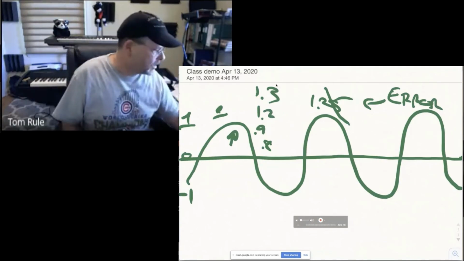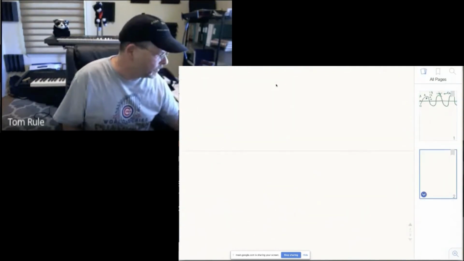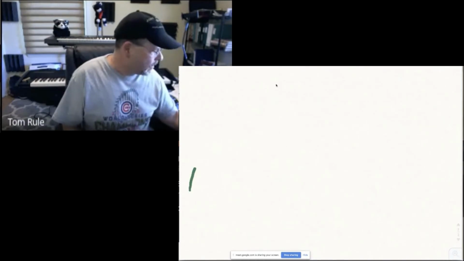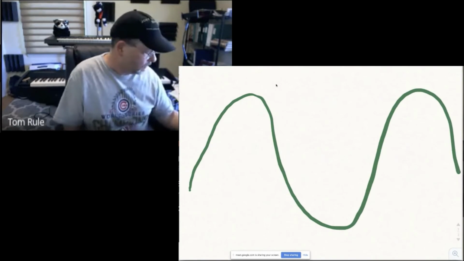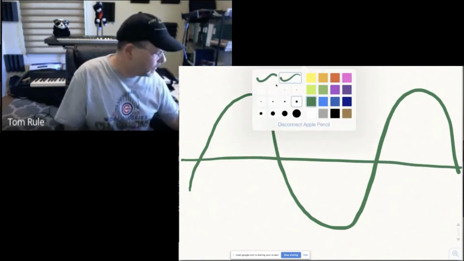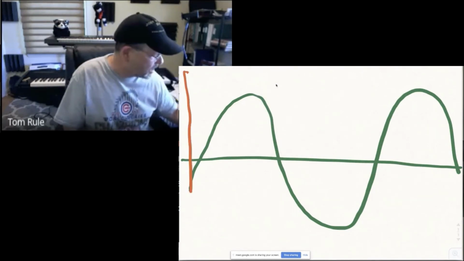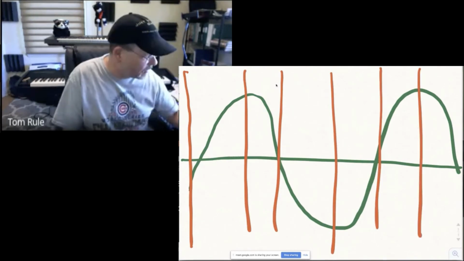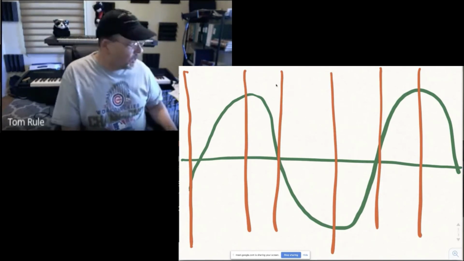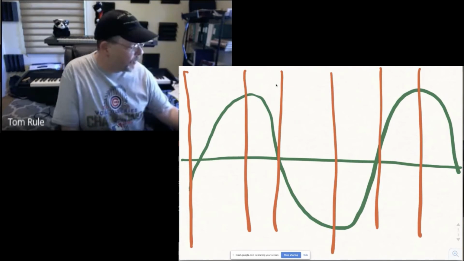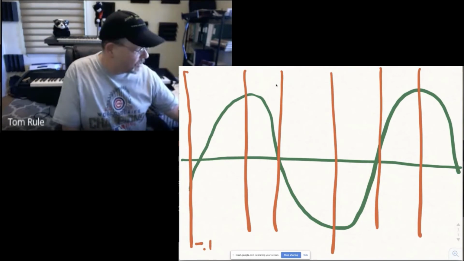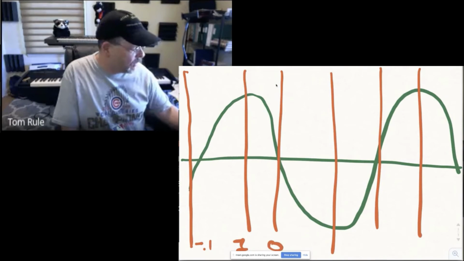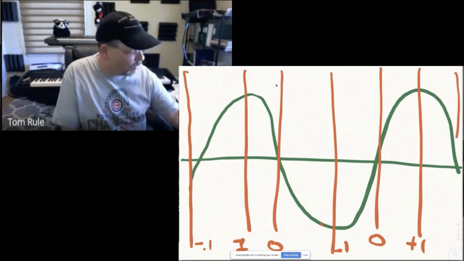So let's go to another page. I've got my waveform here, and there's my zero line. Now, if I took a snapshot here and here and there, and we're going to pretend those are all even in time, what happens when you do sampling is the computer comes up with a number and says, all right, that's -0.1, and this is 1, and that is 0, and that is -1.